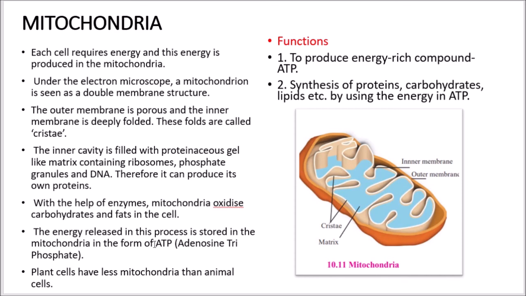Okay, so this ATP molecule is the energy molecule. Plant cells have less mitochondria than animal cells. The main reason is that plants are stable in one place. They are not moving, whereas animals move from one place to another all the time, and that is why animals require more energy, and that's why they have more mitochondria in their cells as compared to plant cells.